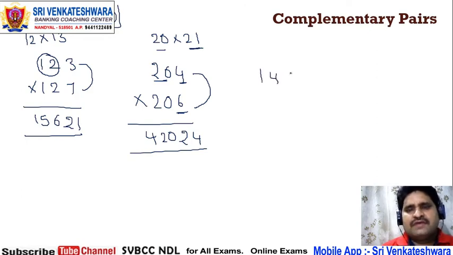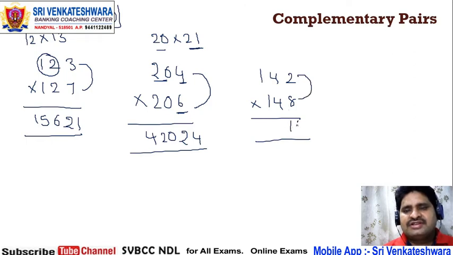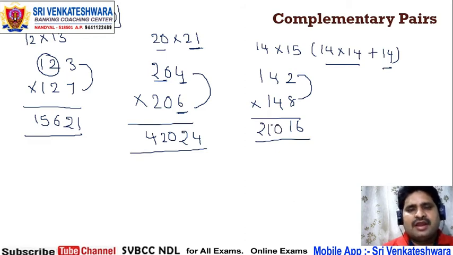For example, 142 into 148. If you want to multiply this case, 142 into 148, you can take this case also. So how do we take it here? Same logic. 2 into 8, 16. And 14, we have to multiply with its next number. So as I said, simply break it like 14 into 14 plus 14. That will be easy. 14 into 14, we know it's a square, 196 plus 14. 196 plus 14, this will be 210. So this is how you take this case. Clear? So unit digit sum 10 and tens place is equal. Directly, we can take the cases here.